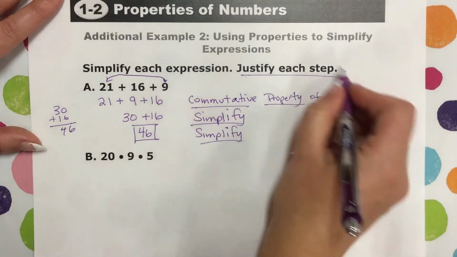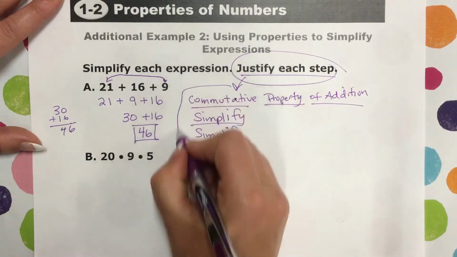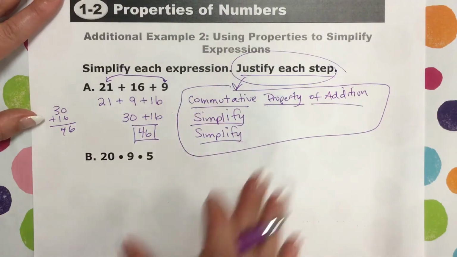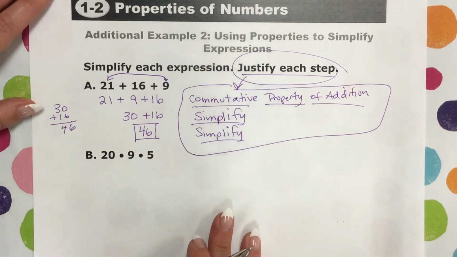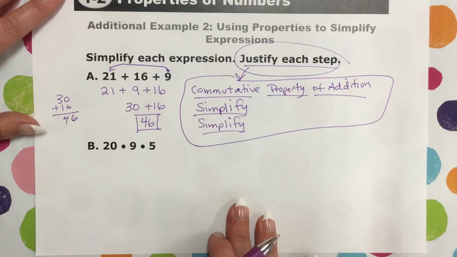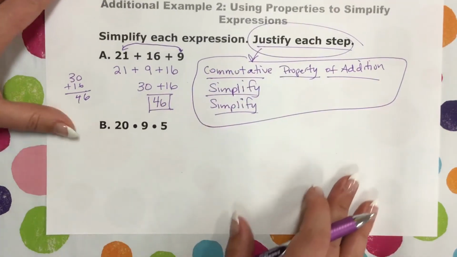So this is what justifying your step means. So everything you do, why can you do it? You have to state a reason. Okay, and you're going to do that a lot when you get later in math, especially in geometry. So let's go ahead. Let's do this one.